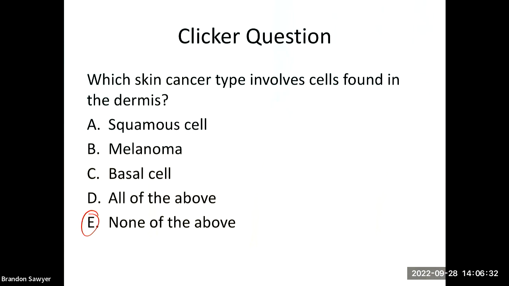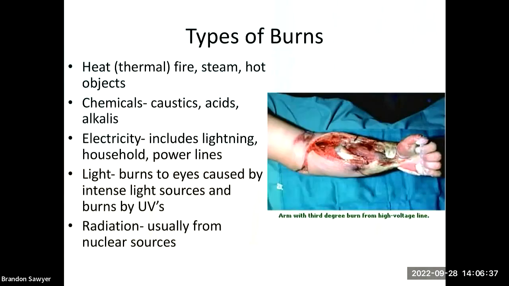Okay, so we're going to transition over to different types of burns. First, I should have warned you before I put that one up, but bad picture there. That's a burn from a high voltage line, so an electricity burn. Typically with electrical burns like that, there's an entry wound and an exit wound. That would have been the exit wound. The exit wound is typically worse. It can tend to blow out part of the tissue as it exits the body. But definitely pretty nasty there.